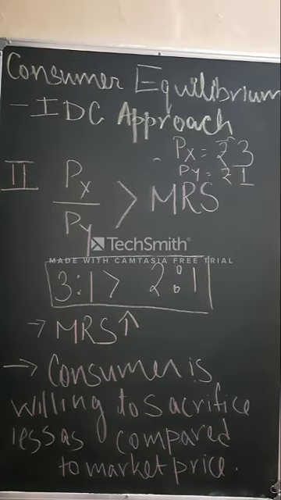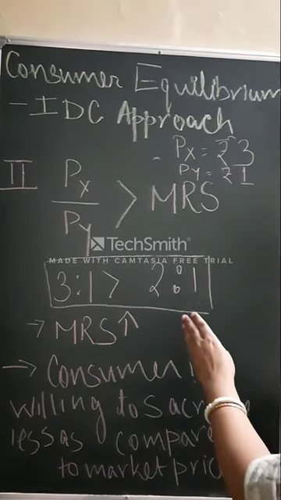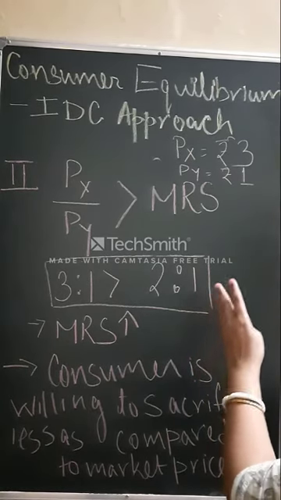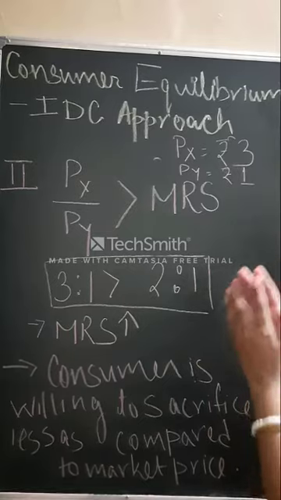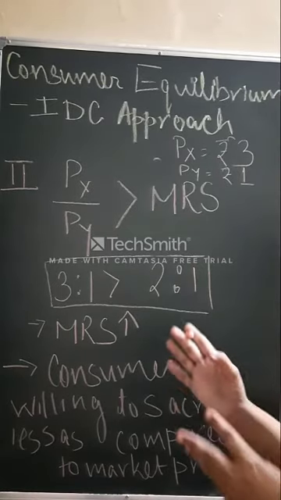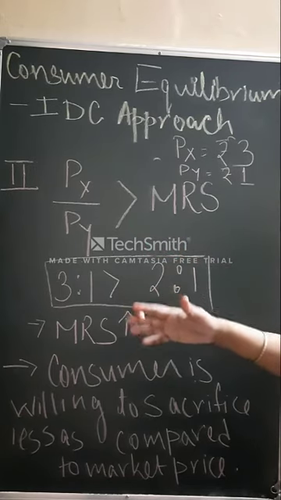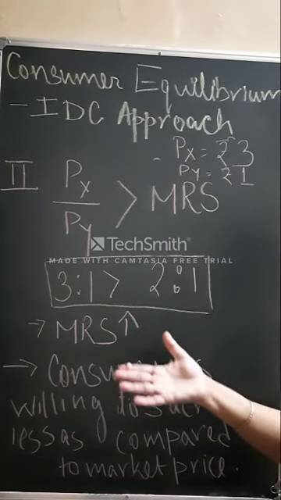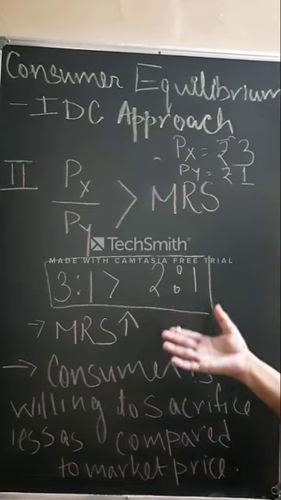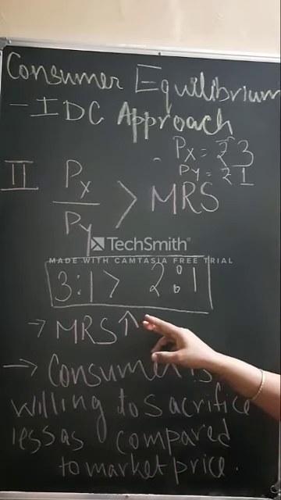Now, what we have to do? We have to increase the marginal rate of substitution. To increase the marginal rate of substitution, अब क्या करना है हमें? हमें अब x का, being a rational consumer, अगर वो equilibrium level में आना चाहता है तो वो x का consumption level जो है वो कम कर देगा. जैसे ही x का consumption level कम कर देगा तो MRS will automatically increase.